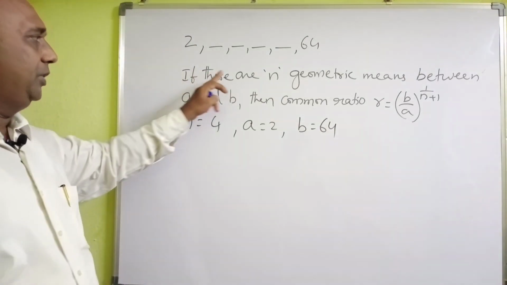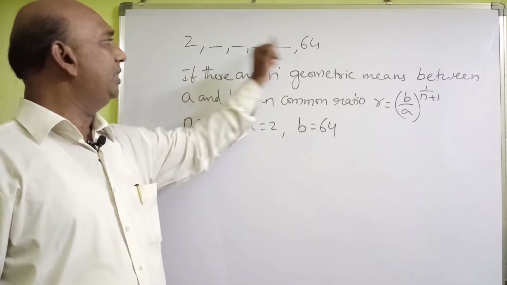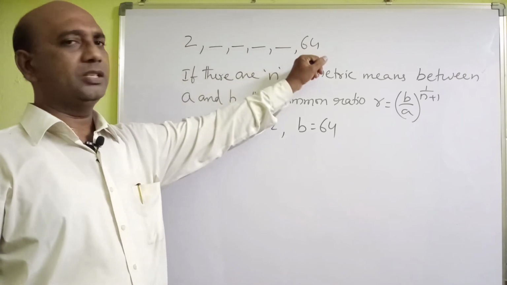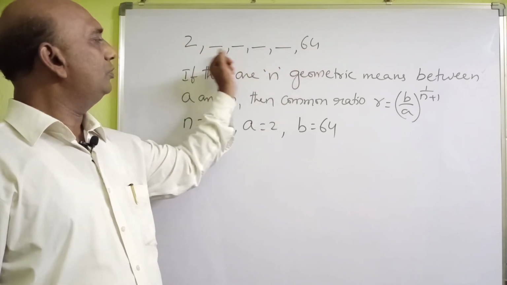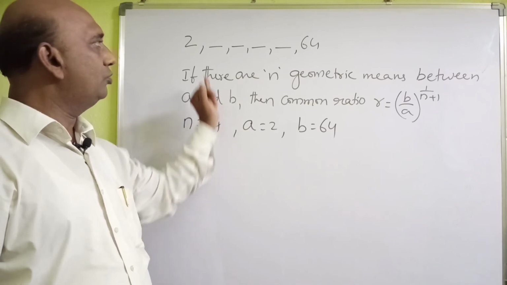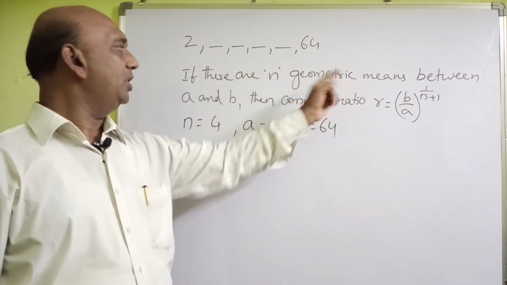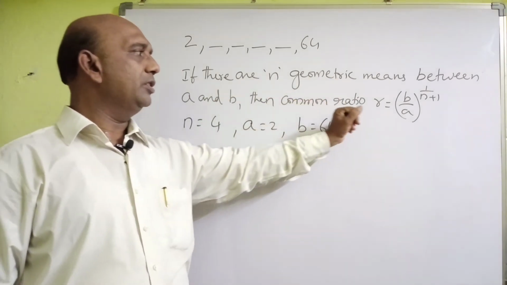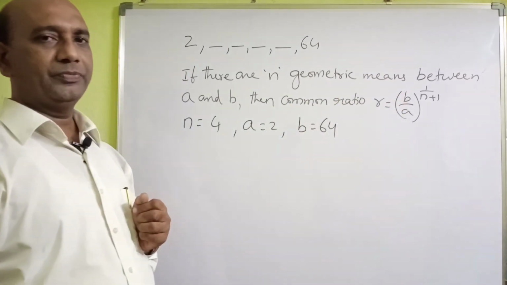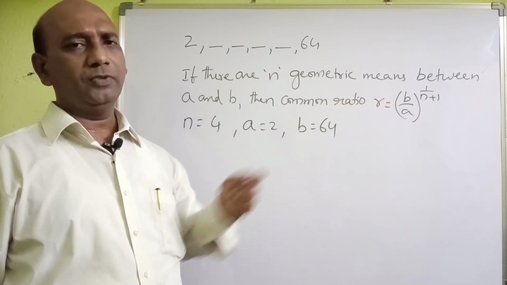So if there are n geometric means between a and b, so between a and b means a is 2, b is 64. So between these two, 4 geometric means. 4 geometric means is taken as n. That is, n is equal to 4 here. So a is equal to 2, b is equal to 64. If there are n geometric means between a and b, then common ratio r is equal to (b by a) whole to the power of 1 by n plus 1. Directly we can get the common ratio using this formula.